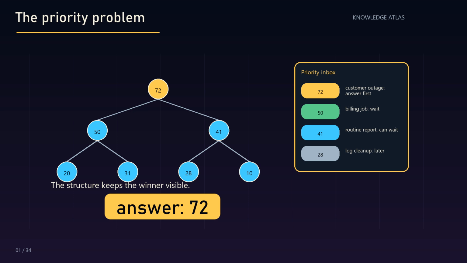Imagine a server with many jobs waiting. Some are routine. One is urgent. If the repeated question is, what should run next, scanning every job again and again is wasteful. A priority queue is the structure built for that repeated question.